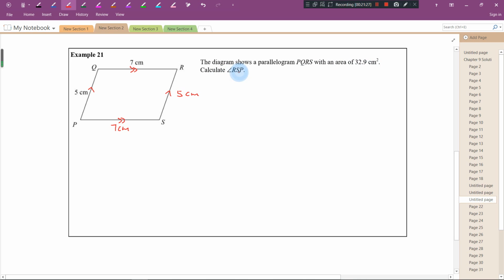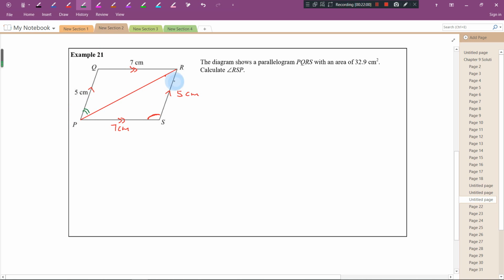Calculate the angle RSP. Okay, where's RSP? RSP is over here. We want to find this angle. How do we get this angle? Okay, so how about I draw a line over here. I break this parallelogram into 2 parts. Okay, so these 2 triangles are actually congruent. This angle will be the same.